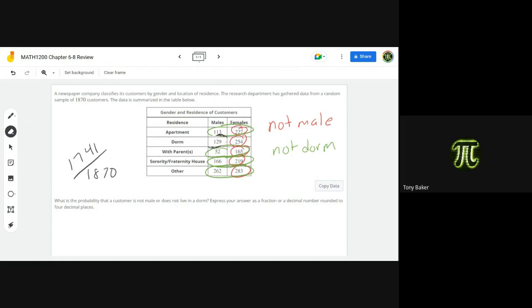I was thinking like not male. Right. And that's the difference between or and and. If it's not male and not in a dorm, then I would just be looking at the females that are apartment, parents, sorority, or other. Exactly. So that would be the and, because I don't want dorm or male. Do we have to simplify that fraction? Nope, you can leave the fraction.